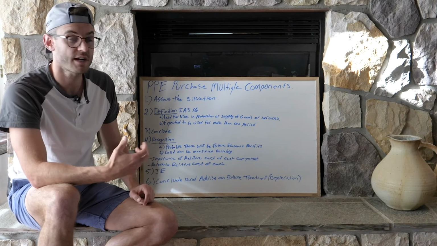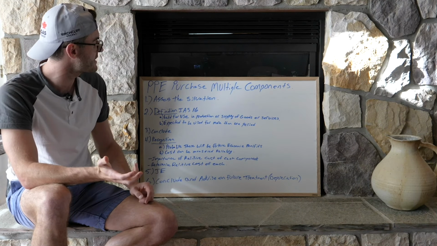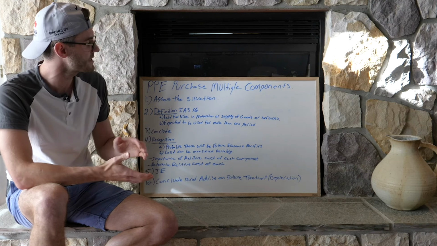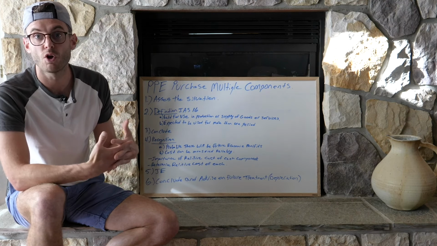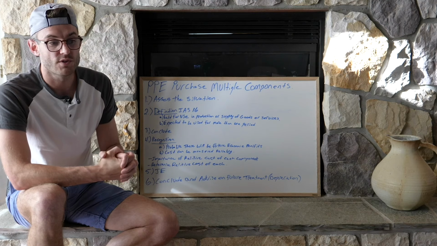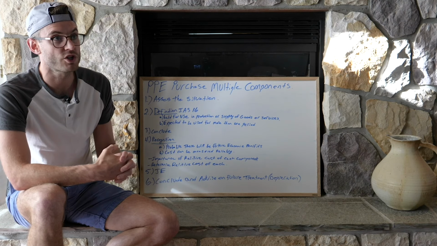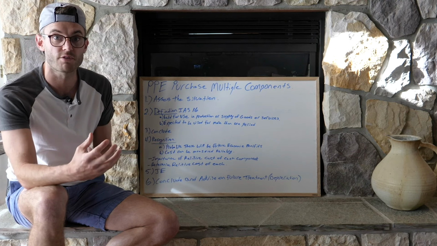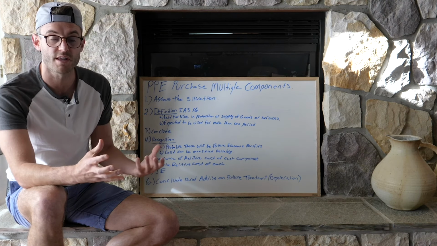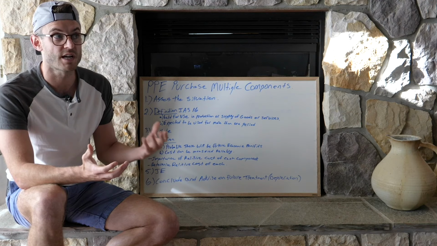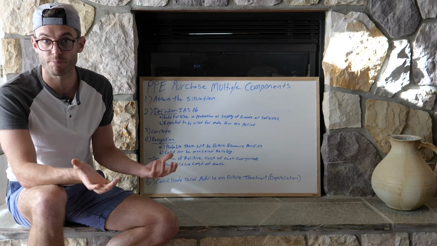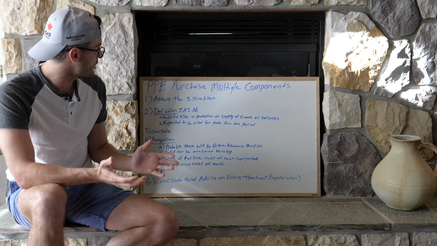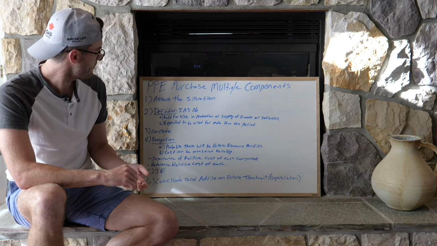Okay, so the next one we're going to talk about is a PP&E purchase that contains multiple components. So it may be a purchase of a large piece of machinery, but there's several identifiable portions of that machinery that could potentially be depreciated separately. So the first thing you want to do, obviously, is assess the situation.